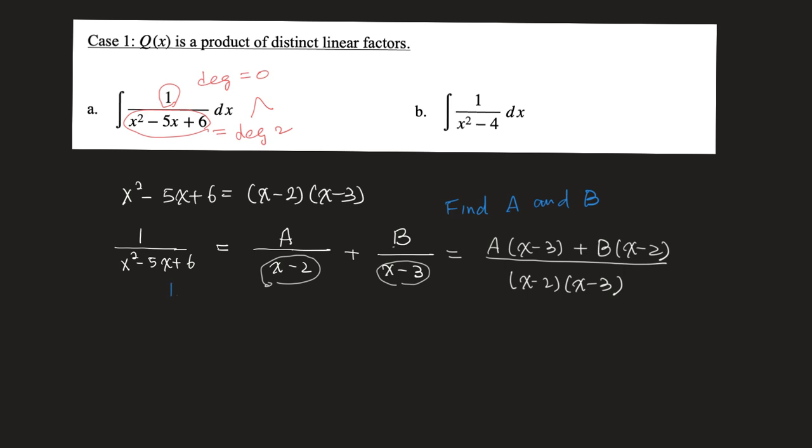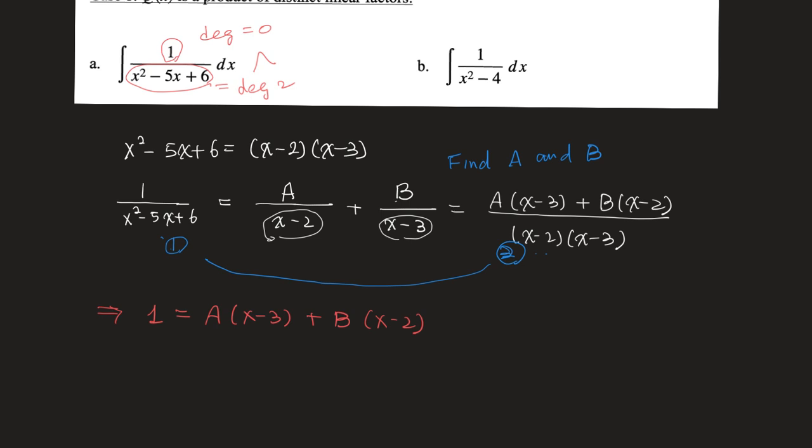You're going to compare the first one and the second one. The bottom of this one is x squared minus 5x plus 6, so the bottoms are the same, which means the numerator should be the same: 1 equals A(x minus 3) plus B(x minus 2). Here the very important concept is that you have to find the A and B values. There are many different ways, but I'm going to show you a very quick, easy way to find A and B.